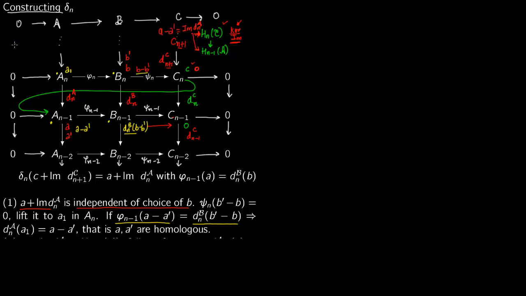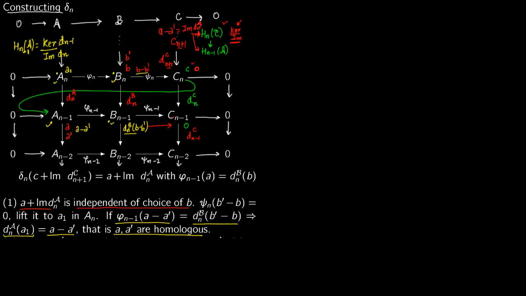So that means they lie in the image. Again, you know that H n minus 1 of A is nothing but kernel over image. In fact, we are talking about n minus 1, so let us make it specific: you have kernel of d n minus 1 over image of d n. So you have A minus A prime that differ just by the image, so they are homologous. So we have been able to show that A plus image is independent of the choice of B, because you took another B prime, this B prime gets lifted to A prime just as B got lifted to A, and then the only thing left is the commutativity of this square from A n to B n, from A n minus 1 to B n minus 1.